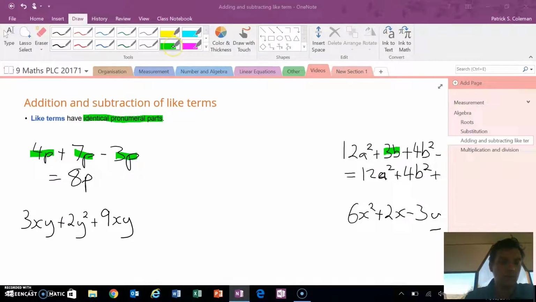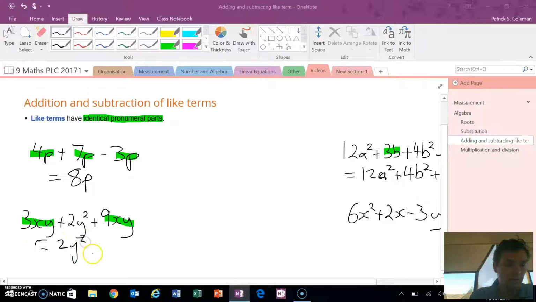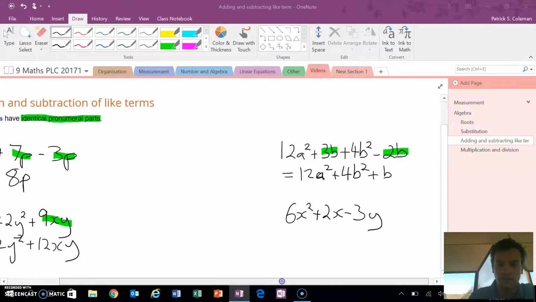Again, we're just going to highlight our like terms here. We've got 3xy and 9xy, so they are like terms. Let's highlight those. And 2y squared is left by itself. So we're going to go equals 2y squared. Now we've got 9xy plus 3xy, so that's 12xy. Okay, so you can see this is pretty simple.